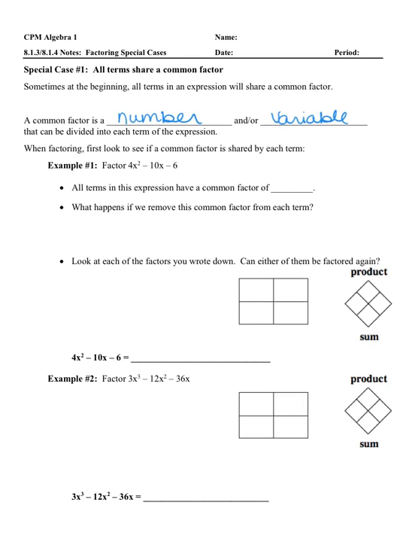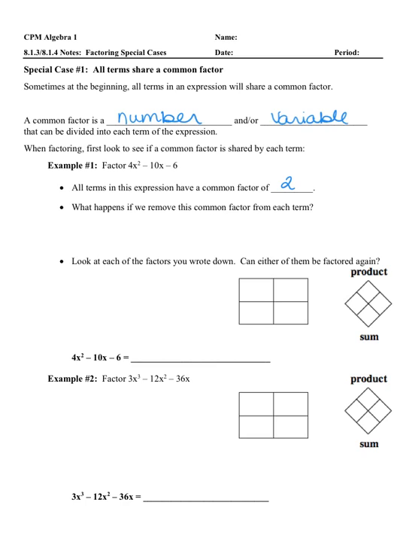Let's take a look at the expression in example 1. When factoring, the first thing we're going to do from now on is look to see if a common factor is shared by each term. So in this expression, 4x squared minus 10x minus 6, all terms have a common factor of 2. If we take a look at each term, they are all divisible by 2, and 2 is the largest number that will go into each of these evenly. If I take 4x squared and divide it by 2, it's 2x squared.